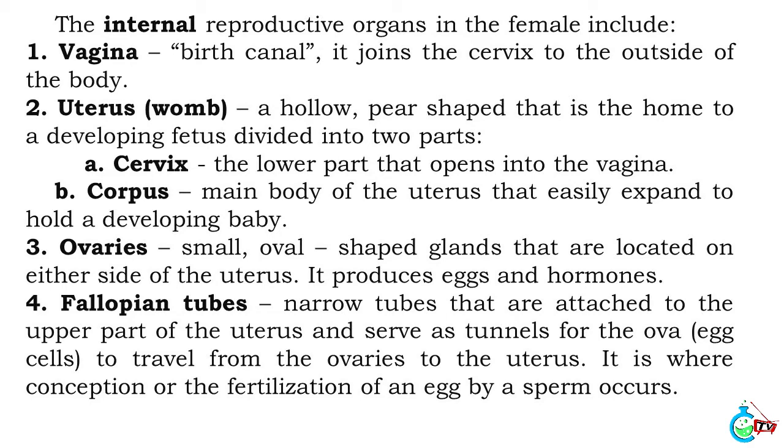4. Fallopian tubes. Narrow tubes that are attached to the upper part of the uterus and serve as tunnels for the ova, egg cells, to travel from the ovaries to the uterus. It is where conception, or the fertilization of an egg by a sperm, occurs.